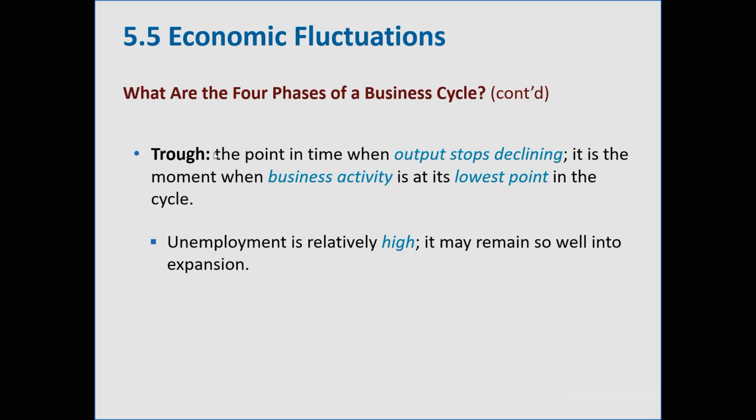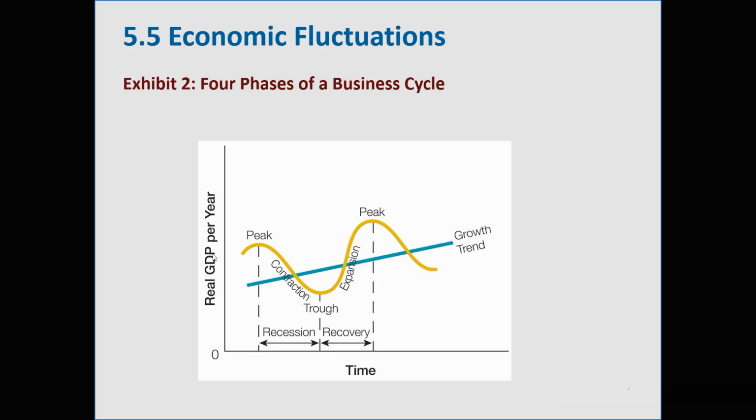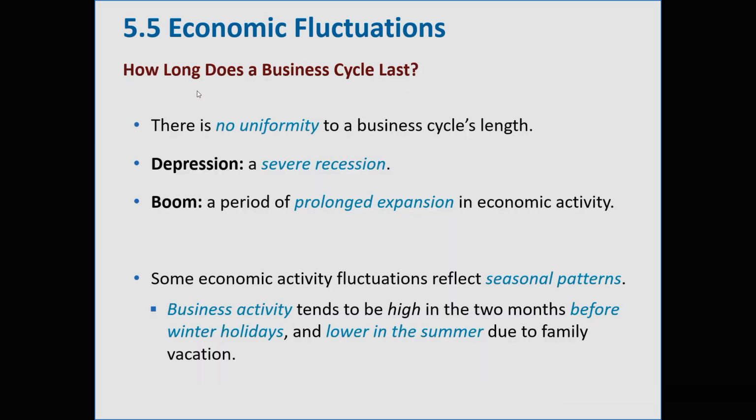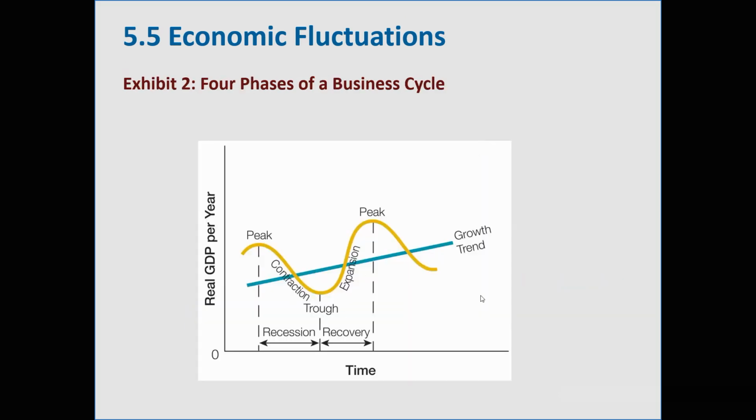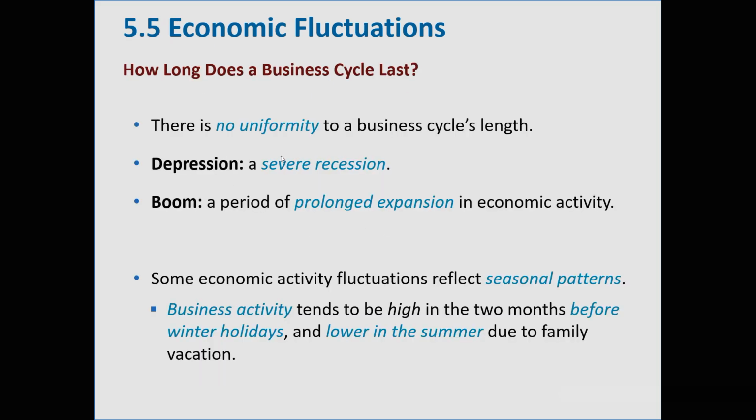We've already talked of what the trough is, and here's your diagram. So there's no uniformity to the business cycle. The diagrams look uniform, but in real life, at times expansions are longer than contractions. This can be a year, 2 or 3 years at most of the time. However, here you can have 10, 12, 15 years. So it's really not uniform.